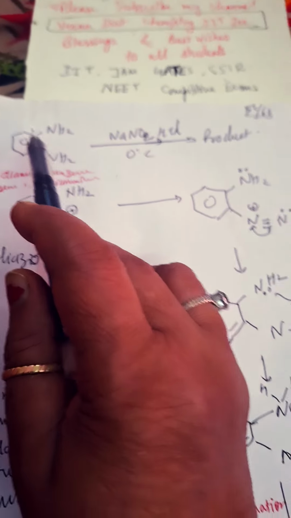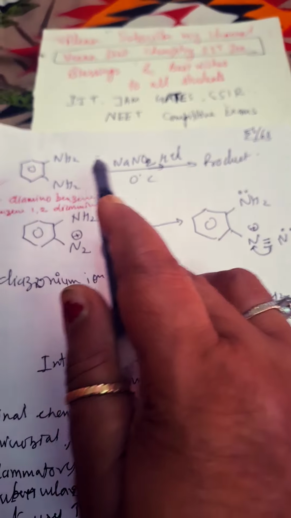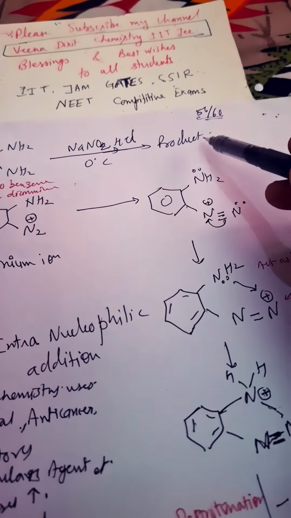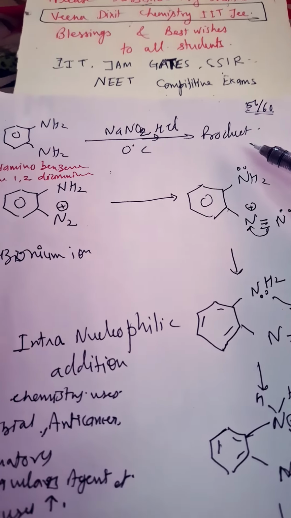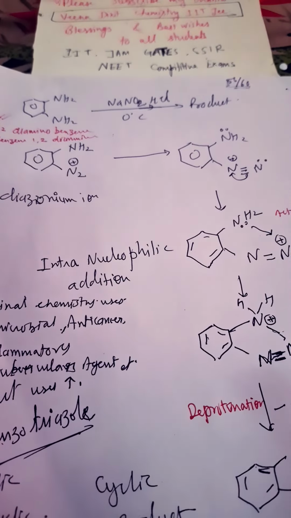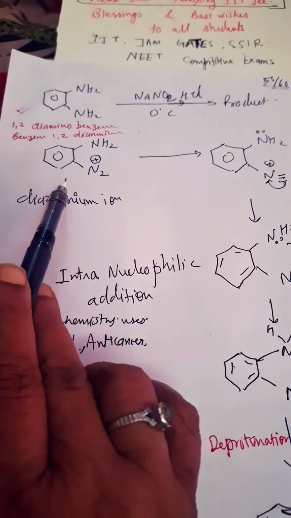Okay. See, this is diaminobenzene. When it reacts with NaNO2/HCl at 0 degrees C, what is the product? This is an MCQ question. They will give you many compounds, and you have to select. I am giving you how it is formed, then it will be very easy for you.